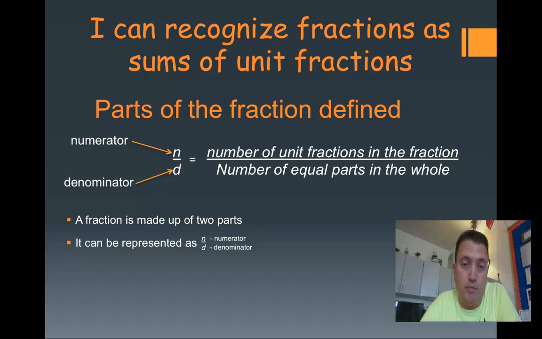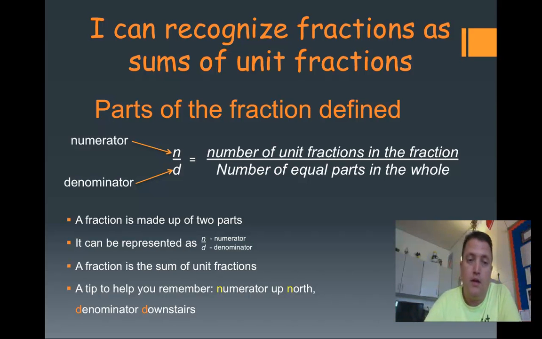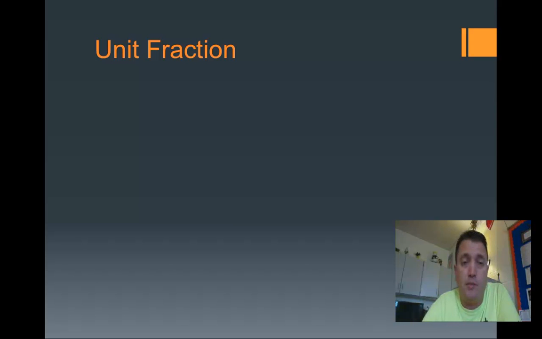So think about a pizza. If a pizza is cut into 6 slices, the denominator would be 6. Remember, equal is the key word there. A fraction is the sum of unit fractions. And a tip to help you remember what goes where: the numerator up north and the denominator downstairs. So, let's talk about that unit fraction.